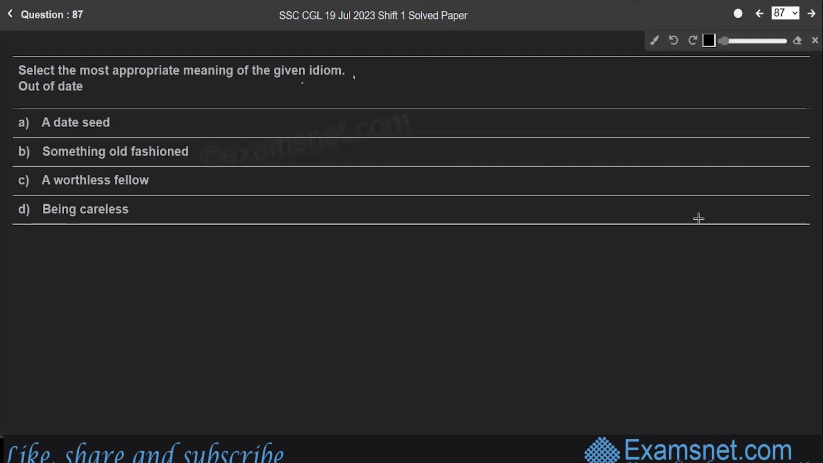Question 87. Select the most appropriate meaning of the given idiom. Out of date. Here out of date means something old fashioned. Option B is the right answer. For example, we need to renew our passports before they are out of date and become invalid. So option B is the right answer. Something old fashioned is called out of date.